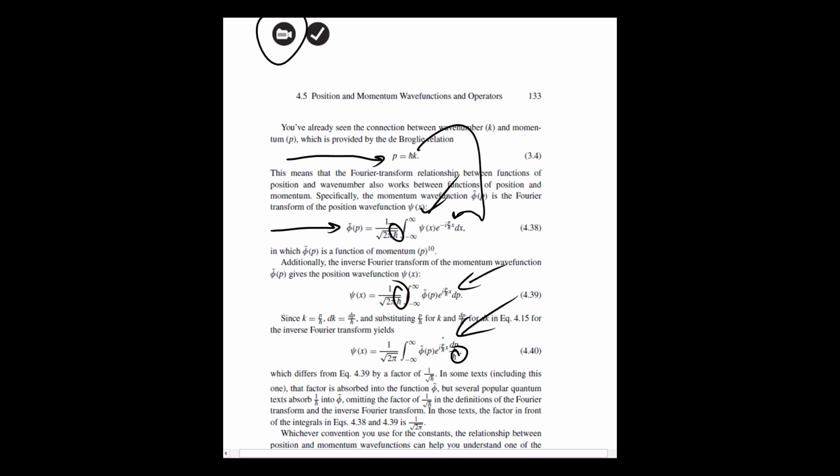So what we've done is we've absorbed a factor of the square root of h bar into phi tilde of p, and the other square root of h bar we insert in the constant here. That's how the majority of quantum texts handle this. There are some popular texts that absorb the entire 1 over h bar from this expression into phi tilde of p, and in those texts, you won't see this factor of 1 over the square root of h bar in the definition of the forward and inverse Fourier transform. Their constant will just be 1 over the square root of 2 pi.